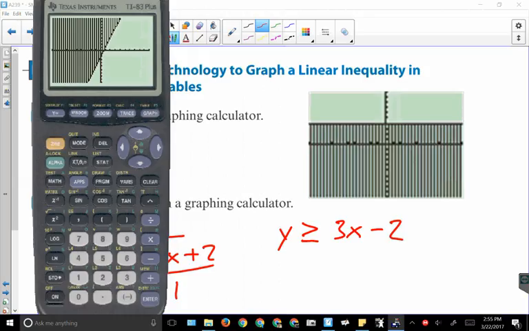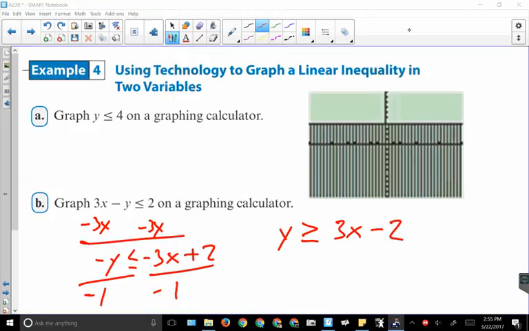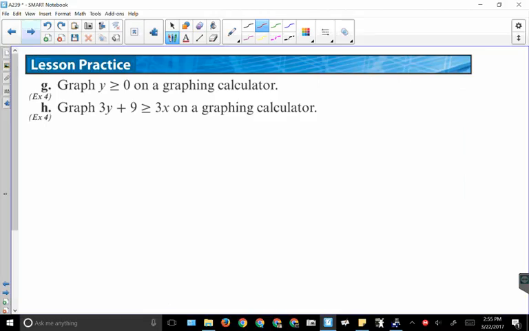Pretty easy. So, what I want you to do, and take a minute or so and do both of these, and leave both of them on the same graph. Well, you'll have to think about that, won't you?